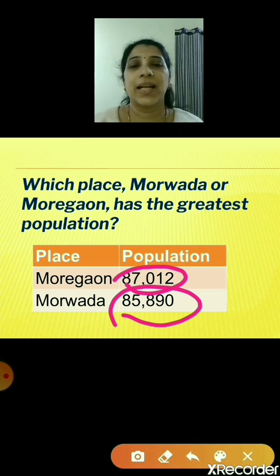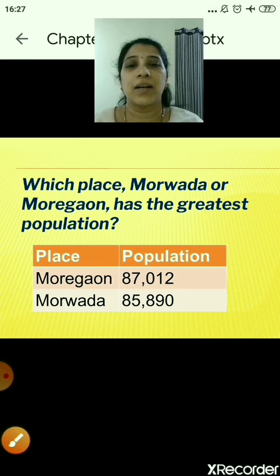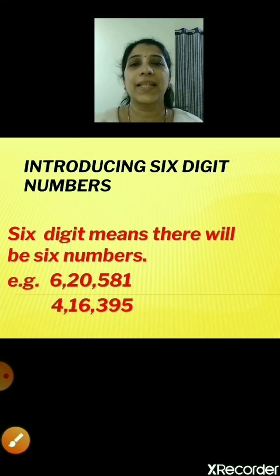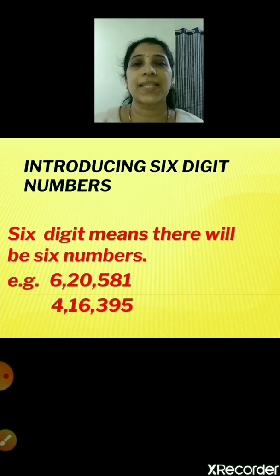Now students, let us move to our main part of the lesson, that is introducing 6-digit numbers. Now here 6-digit means there will be 6 numbers. Now again here I have taken these examples. You can take examples of your choice. But just count and see whether there are 6 numbers in it. 620,581 and 416,395. If you count and see, there are 6 numbers in it.